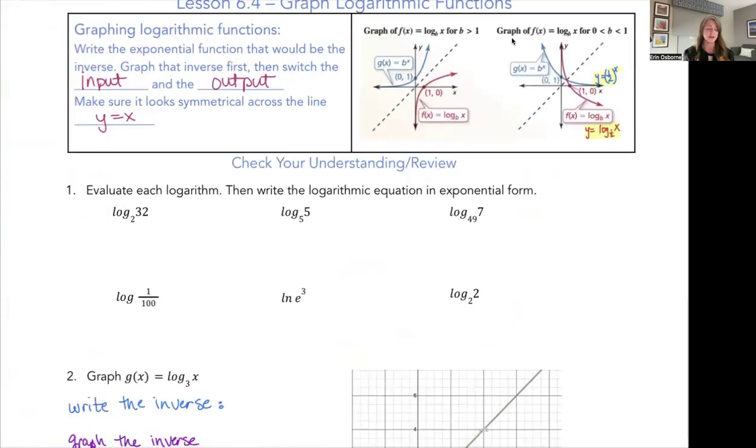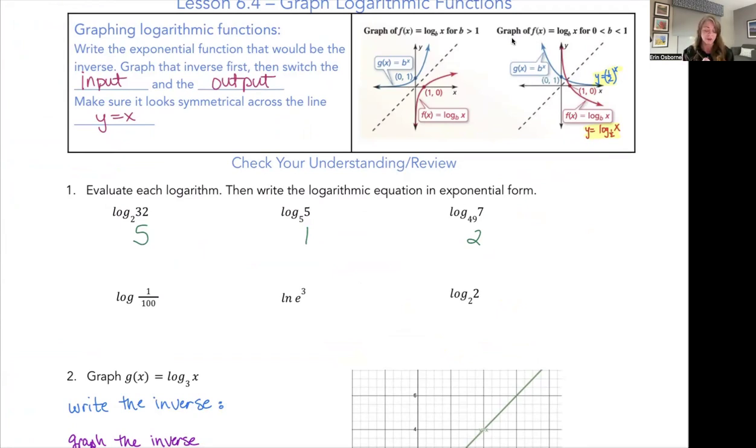Okay, this little section should be reviewed. Just a reminder of what logs do. They help you think of the exponent that would be on the base that gives you the value. So 2 to the 5th gives you 32. 5 to the 1st gives you 5. 49 to the second gives you 7. If we're just evaluating those expressions, it's not really like we're solving an equation, so I don't put x.